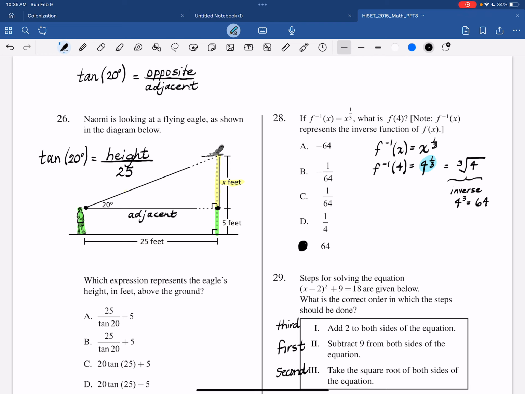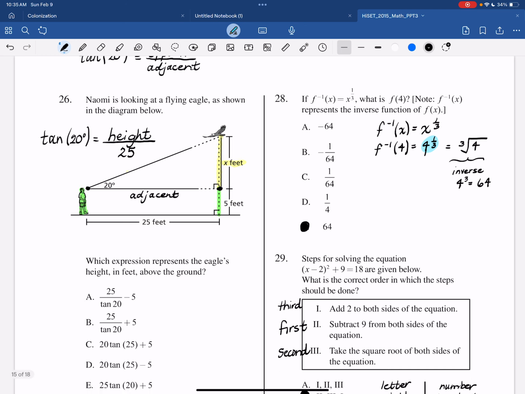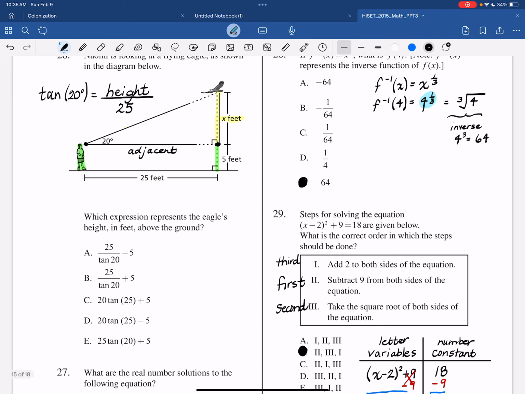Okay, so we are ready to set up the rest of our formula. We've got it set up, almost. We need to get the 25 out of there. So I'm going to multiply both sides by 25. And that will cancel this 25. That will also give me a 25 over here. So now I have 25 times tangent of 20 equals the height.